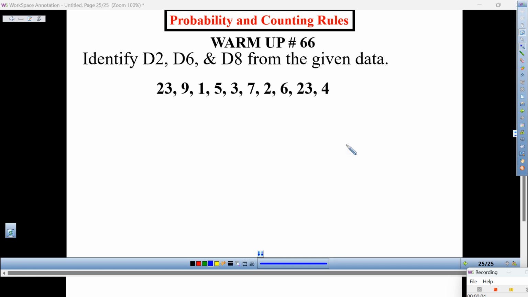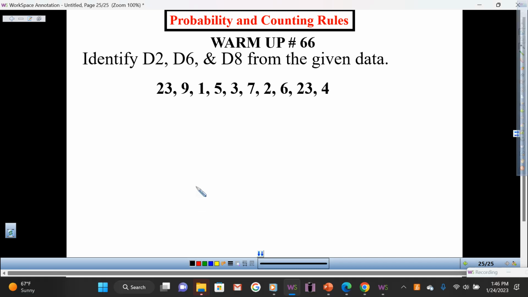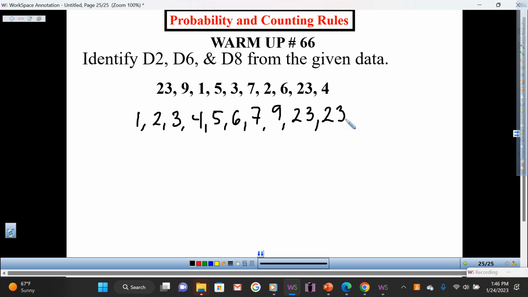All right. So warm up 66, D2, D6, and D8. Walk us through the process, please. Samuel, what's the first thing we do? Okay, go. 1, 2, 3, 4, 5, 6, 7, 9, 23, Michael Jordan. Is that it? So no 24, or any other number? All right. So 23 looks like it's the number for the day.